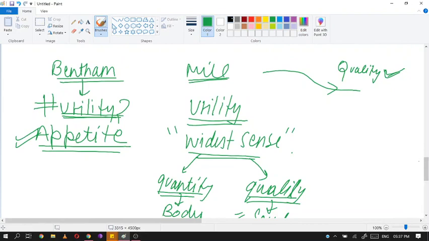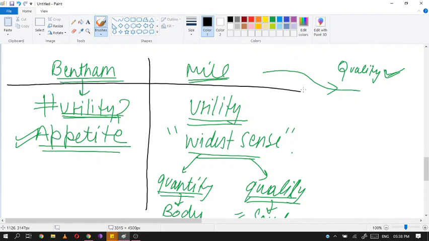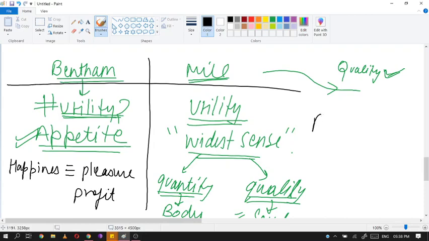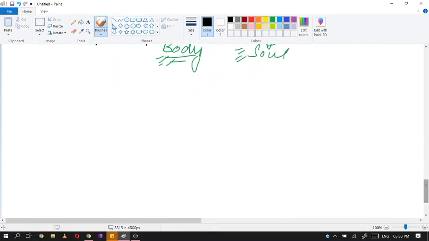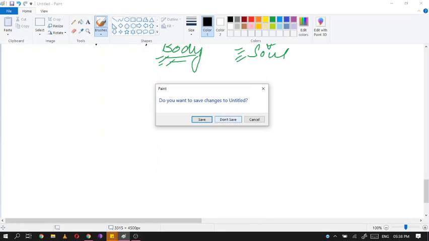And one more part that I want you to understand, because otherwise I'll have to take it again. For Bentham, these are all the same thing: happiness, pleasure, profit. For Mill, it is not. Understand this thing. Pleasure is a different thing. Happiness is a completely different thing. Okay? So make sure you understand that. If you are talking about quantity, you are talking about pleasure; if you are talking about quality, you are talking about happiness. So I guess you understand this reformed version of utilitarianism by Mill.